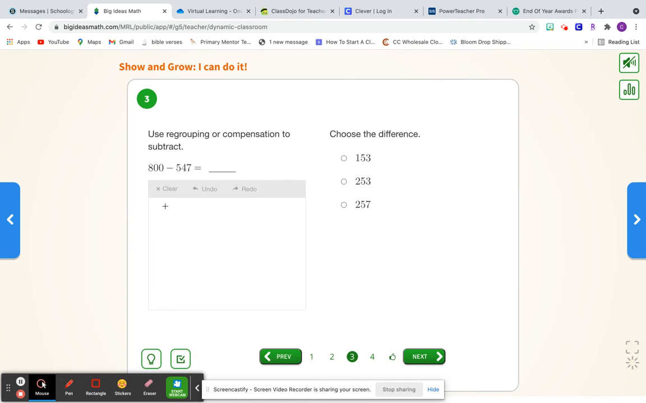All right, this one we can just take away 1. So 800 minus 1 is 799. 547 minus 1 is 546. 9 minus 6 is 3. 9 minus 4 is 5. And 7 minus 5 is 2.